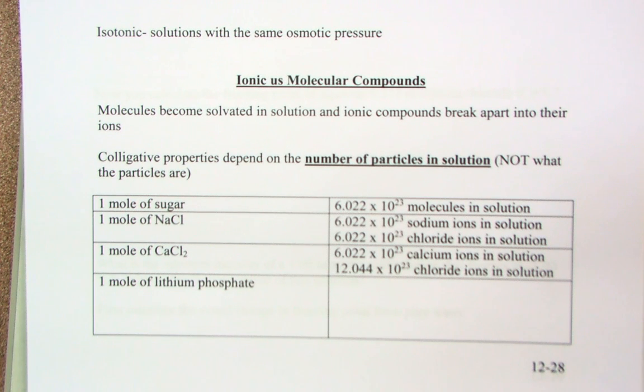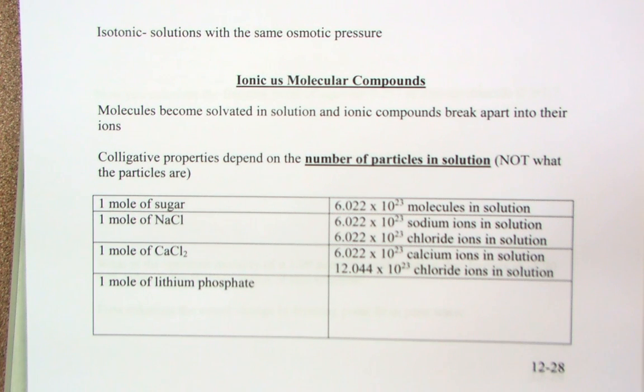What happens to ionic compounds when we dissolve them in water? They break apart into their ions. And remember, colligative properties are about the number of particles, not what the particle is. So what element, what compound the particle is, whether it's a molecule, an atom, or an ion, they all count the same as a particle.